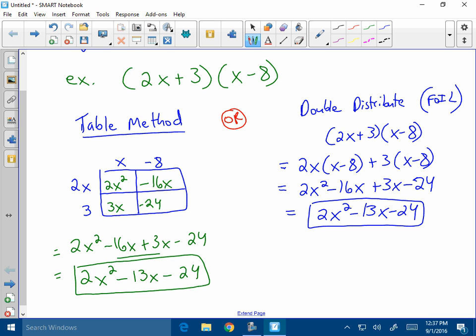Okay. Again, you may know FOIL too, which again just stands for first, outside, inside, last. So you multiply the 2x times the x for the first. The outside would be the negative 8 and the 2x. The inside would be the 3 and the x. And then the 3 times the negative 8. Just got lots of different ways to do a 2 by 2. And that's review from before.